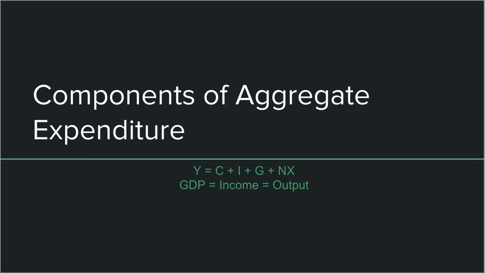We'll be presenting upon the components of aggregate expenditure. First, let's begin with defining aggregate expenditure. Aggregate expenditure, which is Y, is the same as GDP, income, and output. All these terms can be used interchangeably.